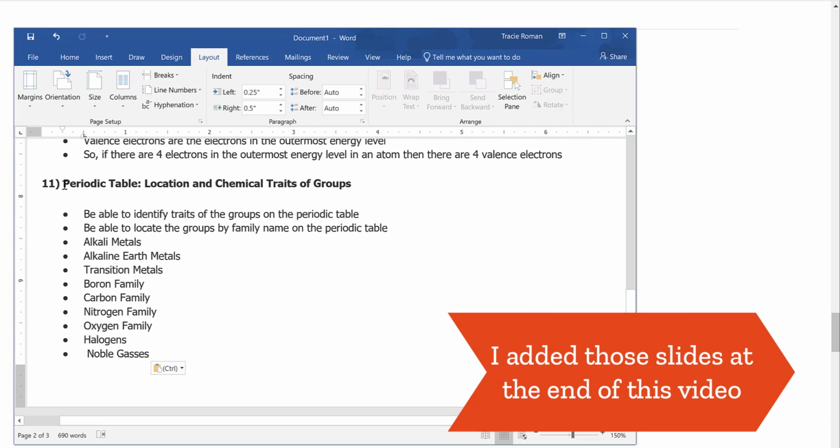So once again, this number 11, you'll need to open up the PowerPoint presentation, and then at the end of the PowerPoint presentation there are the traits of the metals, nonmetals, and metalloids, and then the common traits of the different family groups as well. All right, if you have any questions, just let me know.